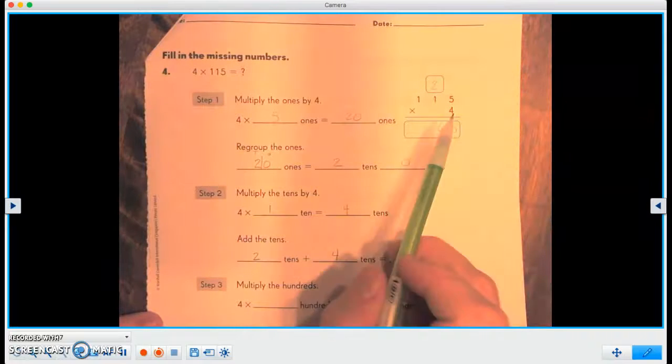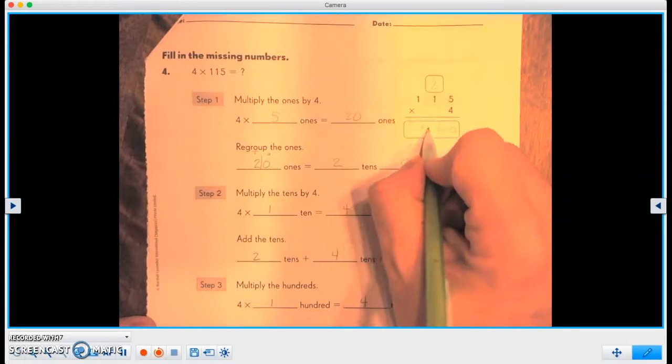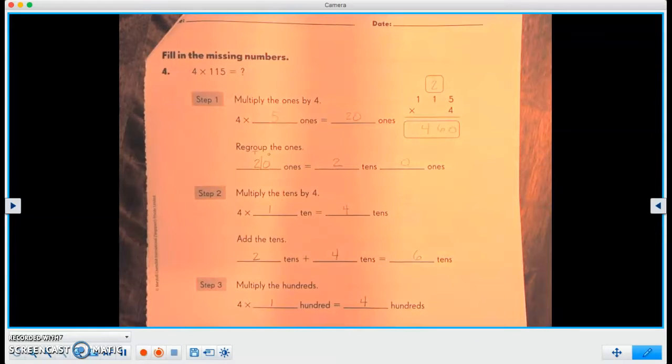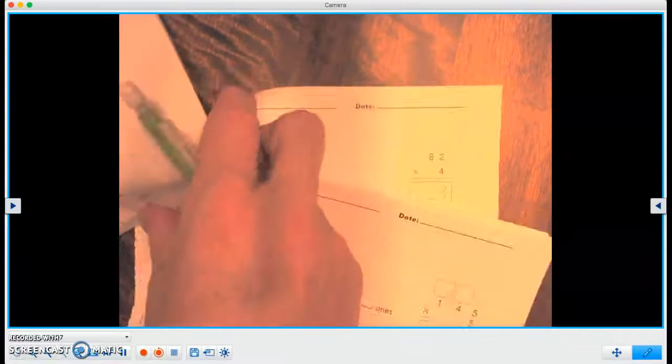And now let's multiply the hundreds. So 4 times, and there's 1 in the hundreds column, so 4 times 1 is 4. We'll put our answer there. So 4 times 115 equals 460. Oop, I missed it. There it is, 460. All right, and let's flip the page to number 5.